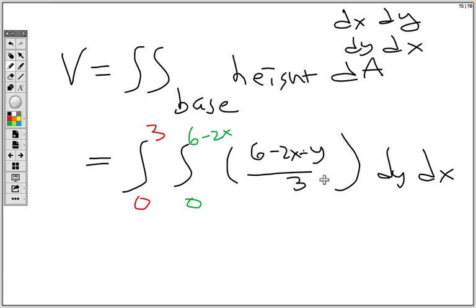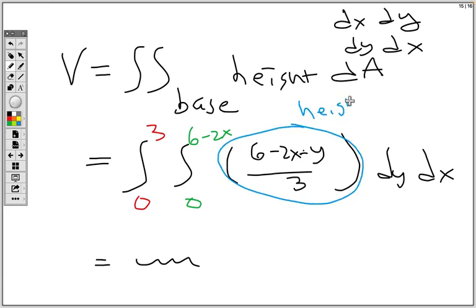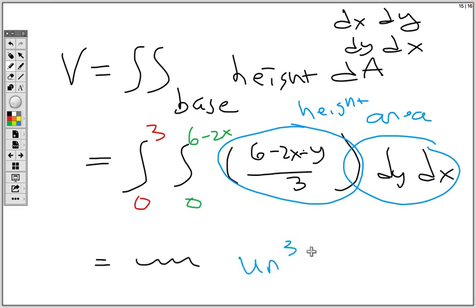And then you'd go through and do your integration. You'd integrate the inside, get a big old function of x, and integrate the outside. This is a lot like the one I had you do for homework, I think, Monday night. But whatever number you get here, remember, the way we're interpreting this integral is that this is a height function, and this is an area. So whatever you get would be units cubed for volume. Okay.